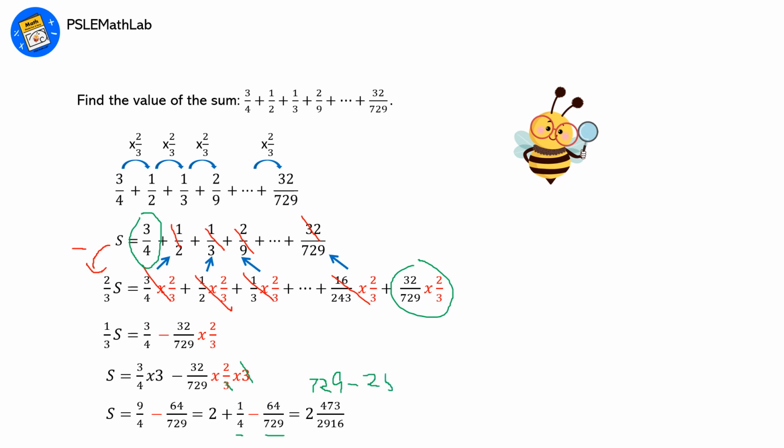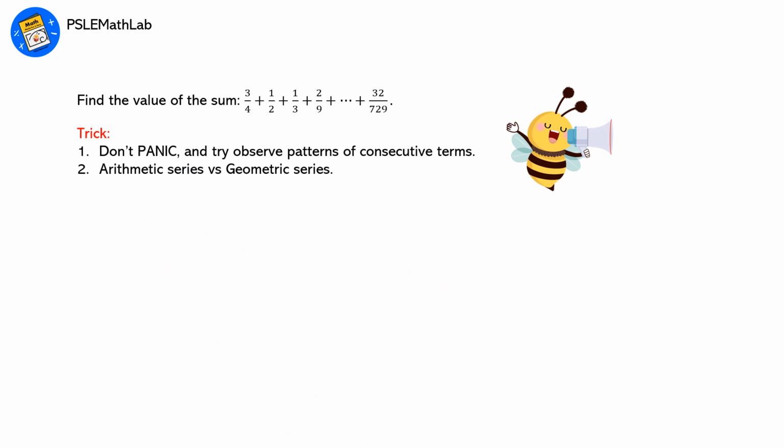That's how we get the 473. So the final answer is 2 and 473 divided by 2916. Now let's look at the tricks for solving this kind of numeric manipulation questions.